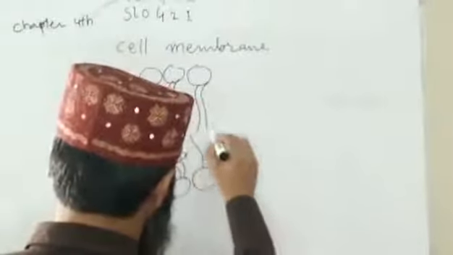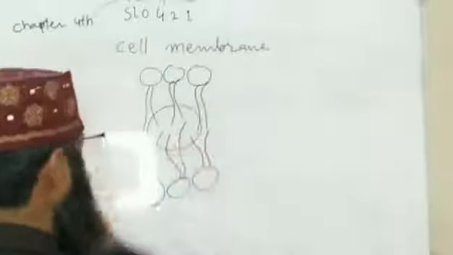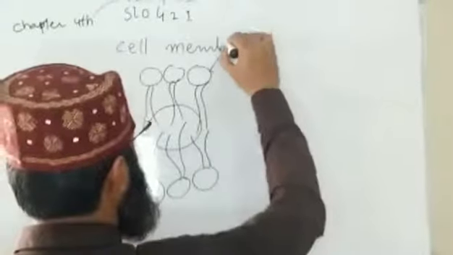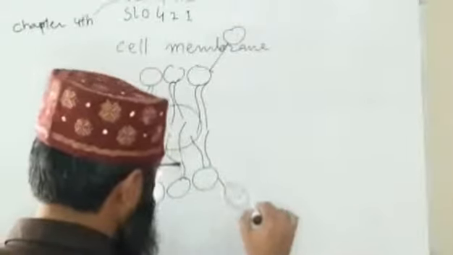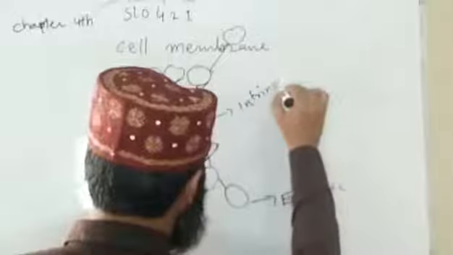This is the structure of the plasma membrane, and here proteins are found. There are two types of proteins which are found. The proteins are found outside and inside. This is the outer protein. They are known as extrinsic proteins, and these are intrinsic proteins. This is the lipid bilayer. There are two lipid layers, so this is one layer and this is the second layer.